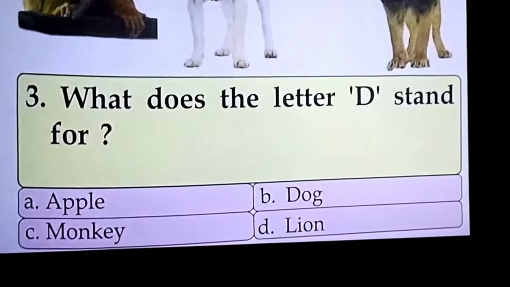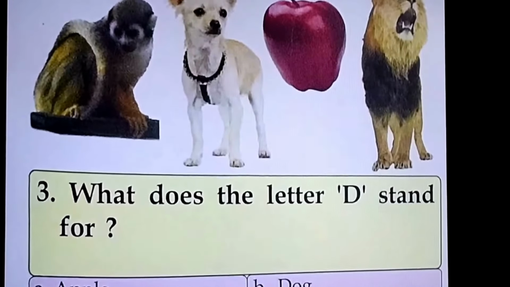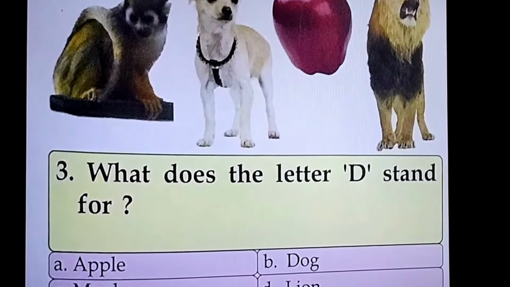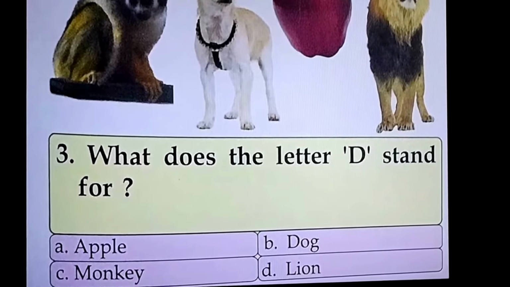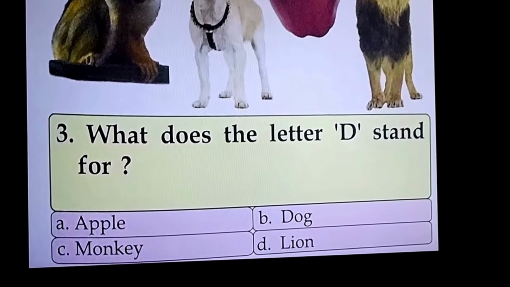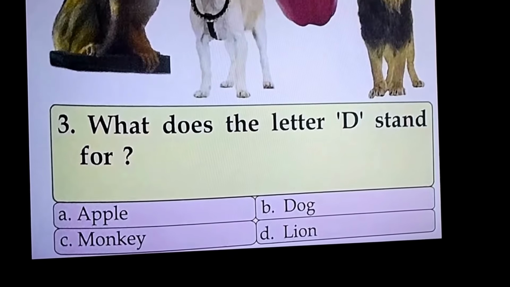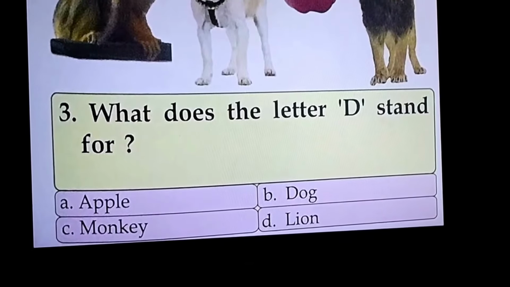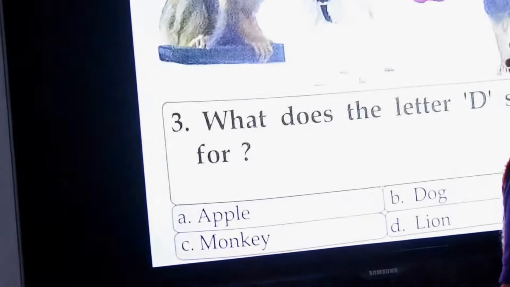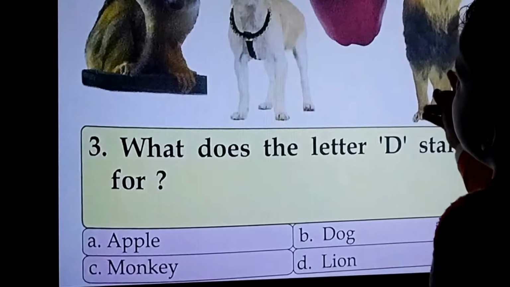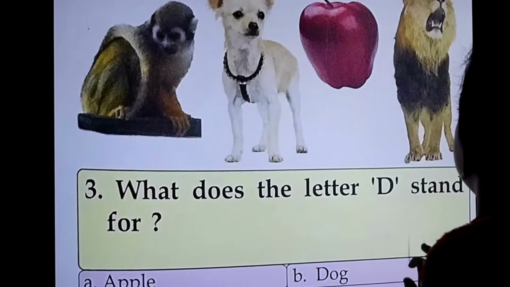Next question on the TV board is, what does letter D stand for? Does it stand for apple? No, dog. That does stand for dog. Chodu, can you go and point on the table on the screen? D stands for which letter? Doggy. Where is doggy? That is not doggy. No, that is lion.